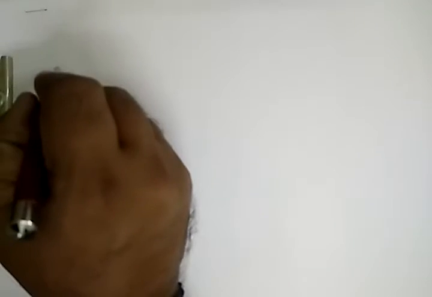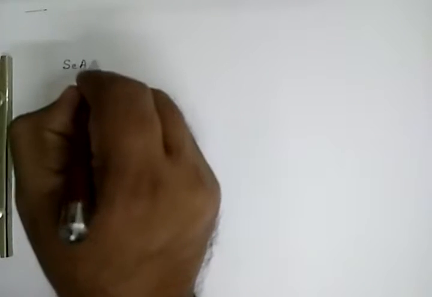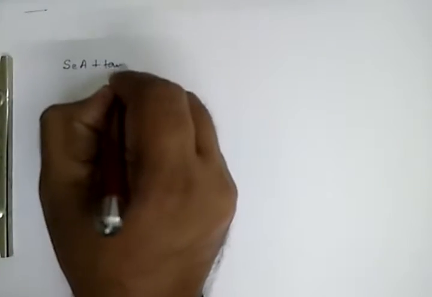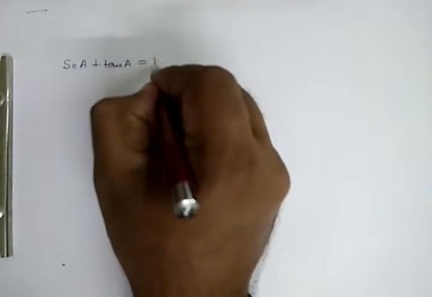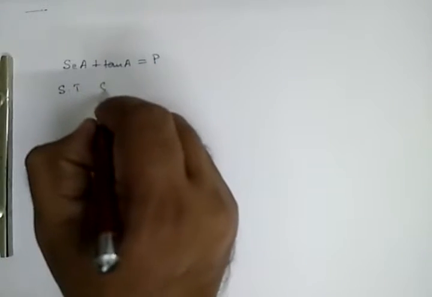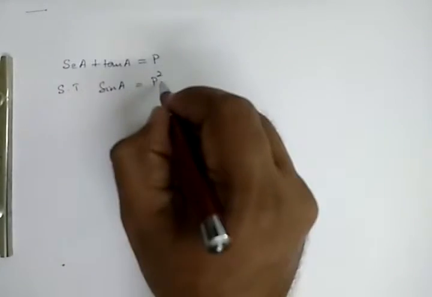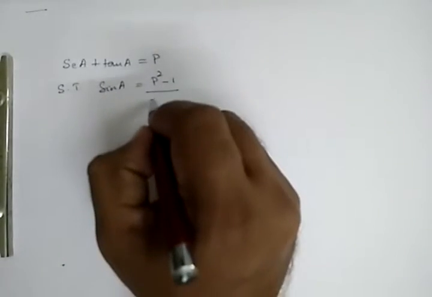Let us do the fourth problem of this exercise. So the fourth problem is, it is given secant A plus tan A equals P. Show that sin A equals P square minus 1 by P square plus 1.